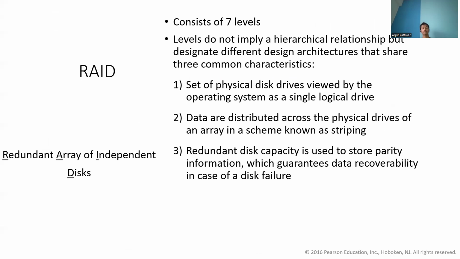A RAID consists of 7 levels. These 7 levels do not imply a hierarchical relationship and are different. They designate different design architectures that share three common characteristics. One, a set of physical drives viewed by the operating system as a single logical drive. Two, data are distributed across the physical drives of an array in a scheme known as striping. Three, redundant disk capacity is used to store parity information, which guarantees data recoverability in case of disk failure.